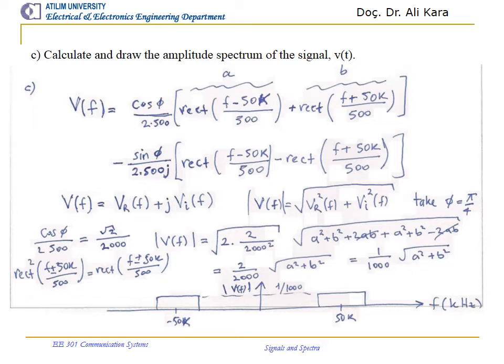You are expected to find V(f). What you are asked to find is the amplitude spectrum of V(f). When taking its amplitude, note that it is a complex signal. And finally, draw this amplitude spectrum.